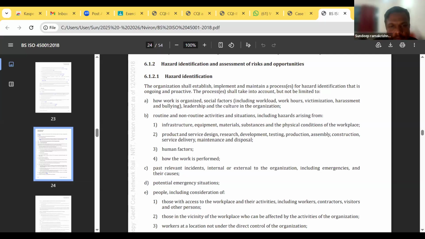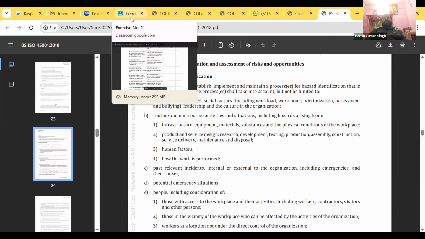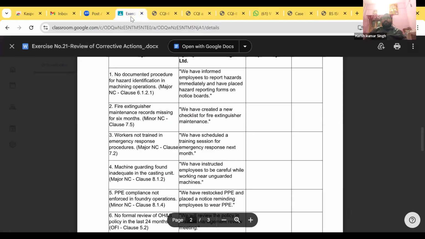Read the second answer, one of you, Harish. Second non-conformity: fire extinguisher maintenance record missing for 6 months. It is minor and the clause is 7.5. The corrective action by the Supertech is we have created a new checklist for fire extinguisher maintenance. So it will be accepted, sir, because it is according to 7.5, documented information. They are preparing a new checklist, so it complies with 7.5.